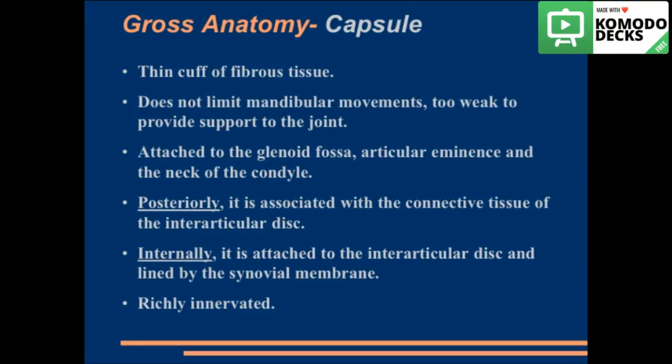Then we talk about the articular capsule. It's a thin cuff of fibrous tissue that covers the temporomandibular joint. It does not limit the movement because it is too weak to provide any support for the joint. Externally it is attached to the glenoid or mandibular fossa, the articular eminence, and the neck of the condyle.